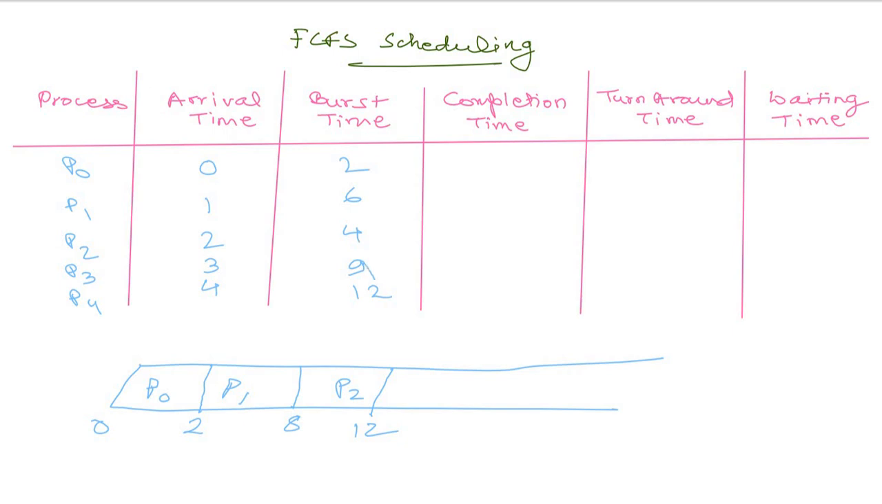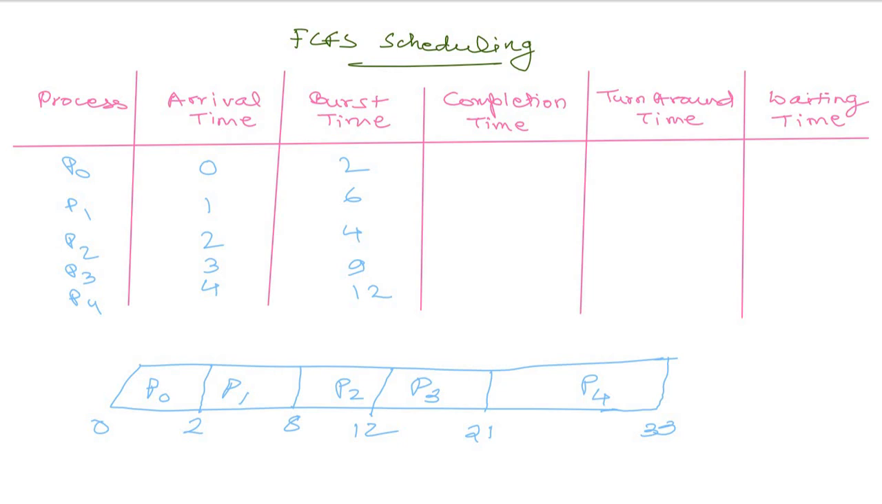Then after that P3 comes, and P3 takes 9 units of time, so P3 goes till 21, and then finally P4 that takes 12 units of time, so that means it completes at 33. So this is how first come first serve scheduling algorithm works.